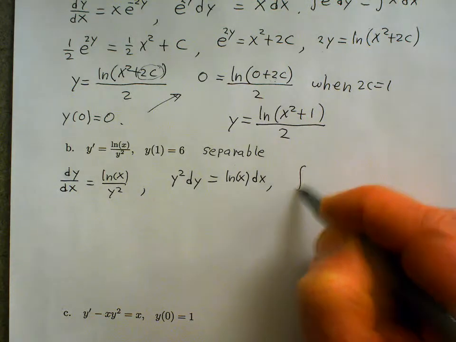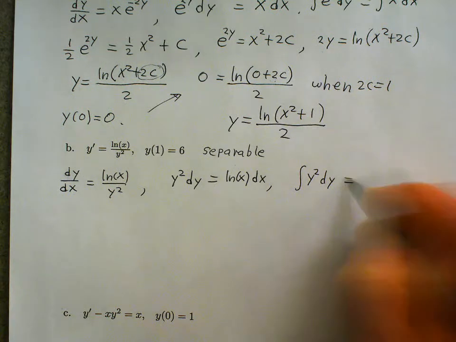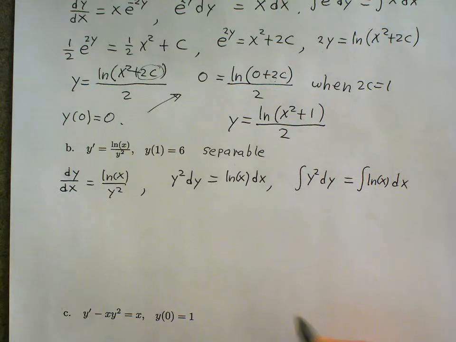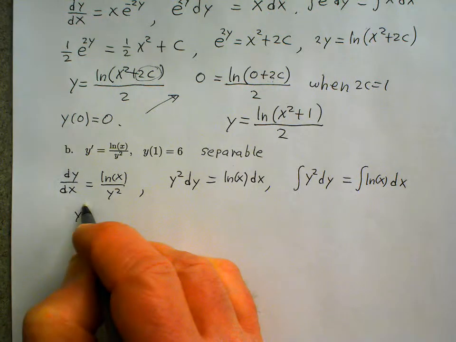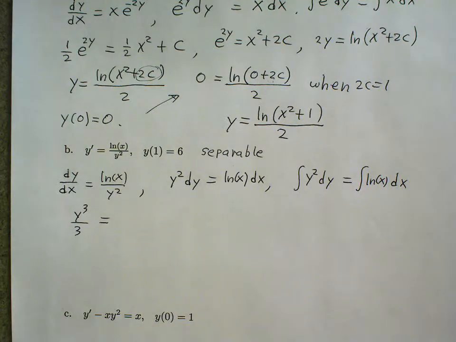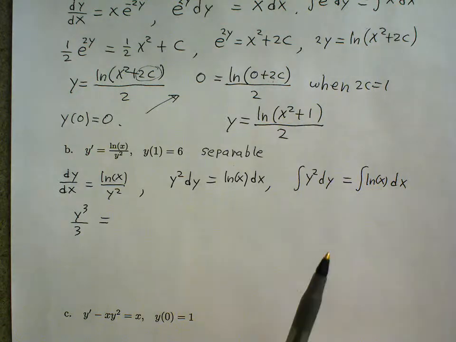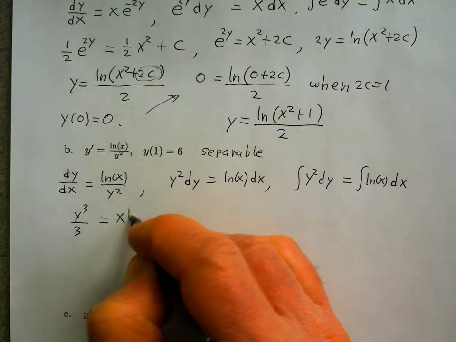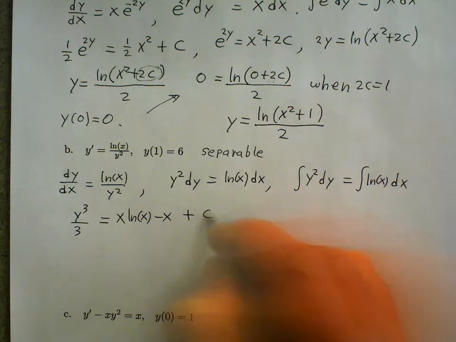And then we integrate both sides, integrate the left-hand side with respect to y, integrate the right-hand side with respect to x. So on the left-hand side, we get y to the third over 3. And on the right-hand side, an antiderivative of the natural log of x. We've seen that a few times. This turns out to be x times the natural log of x minus x. And then we include the constant c.